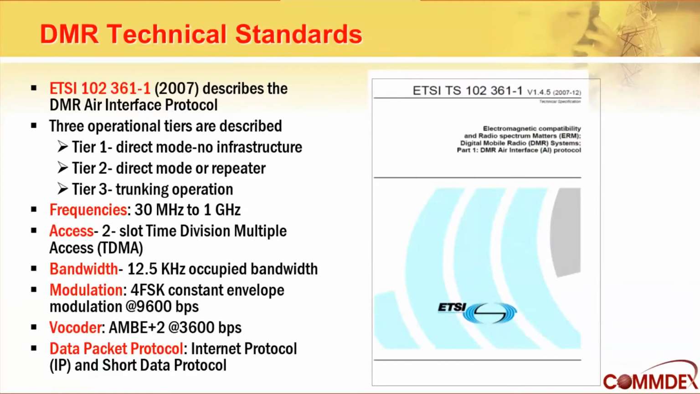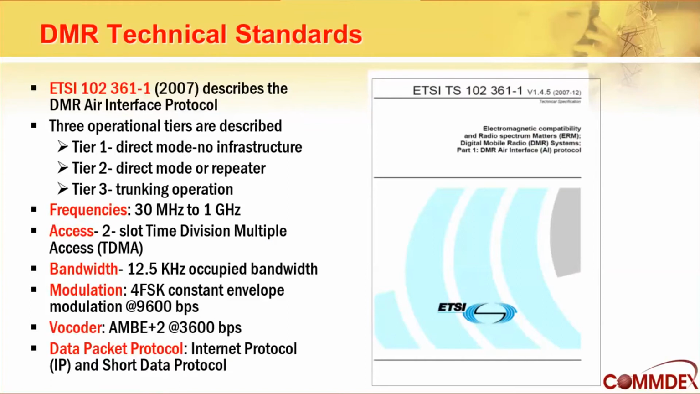The frequency bands in use are anywhere from 30 megahertz up to 1 gigahertz. So they make DMR equipment all over the band. The access method described in the standard was 2-slot TDMA. Remember this came around 2007, so TDMA was an established technology by then. The bandwidth of DMR, 12.5 kilohertz, same as P25. The modulation, 4FSK or C4FM, same as P25. 9600 bits per second, same as P25.